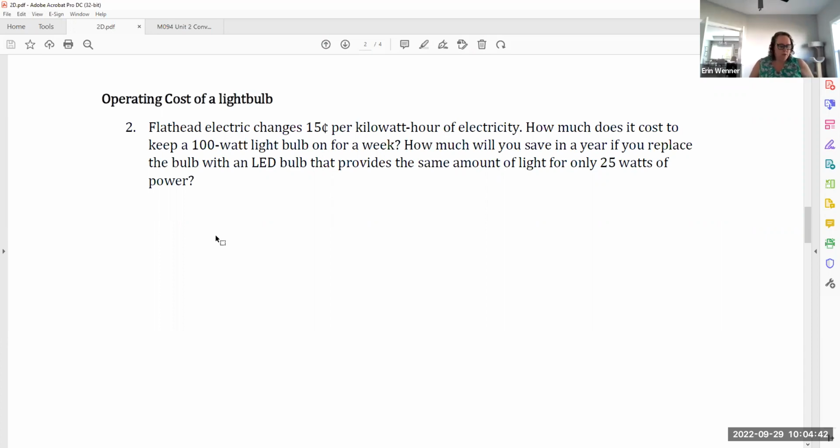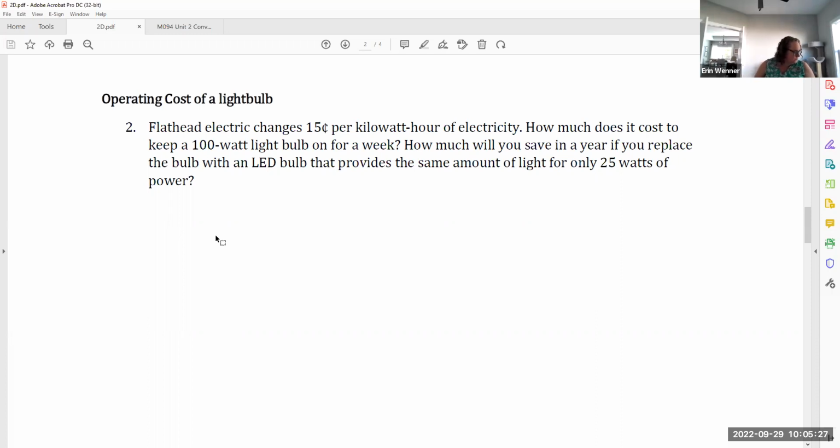Let's say you're going on vacation, and you want to trick people into thinking that you're home and therefore shouldn't break into your house, because it works, right? You leave a light bulb on 24/7, nobody will break in. Anyways, how much will you save in a year if you replace the bulb with an LED bulb that provides the same amount of light for only 25 watts of power? Now, I think this is a really good example because, especially when LEDs first came out, and they're very popular now, they've almost replaced incandescent light bulbs. There's this whole idea that you'll save so much money, but most people are not going to sit down and figure out how much money you're going to save over the course of a year just by replacing a light bulb. So let's do the math.